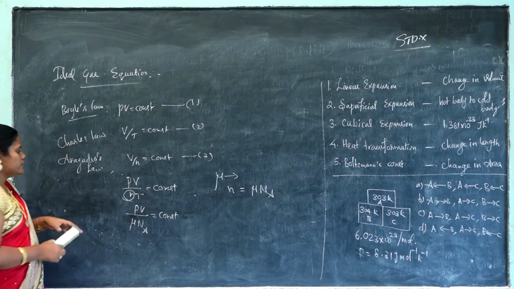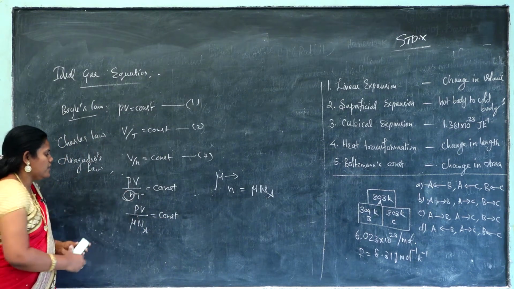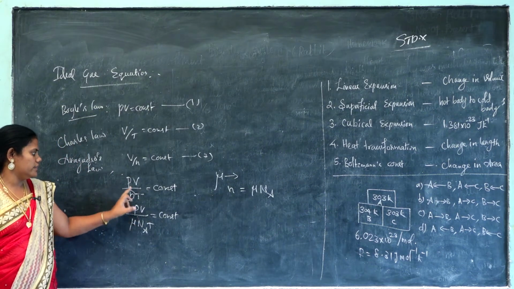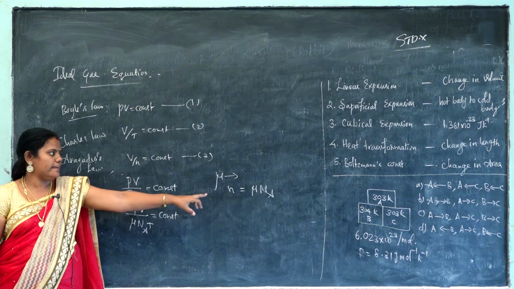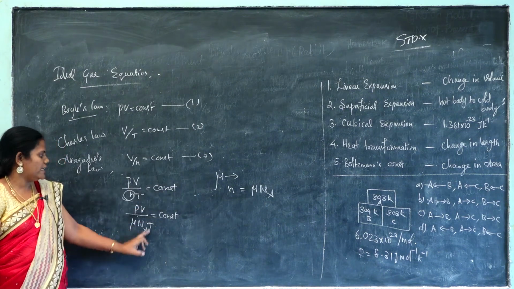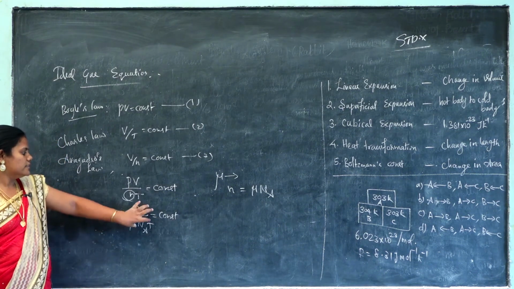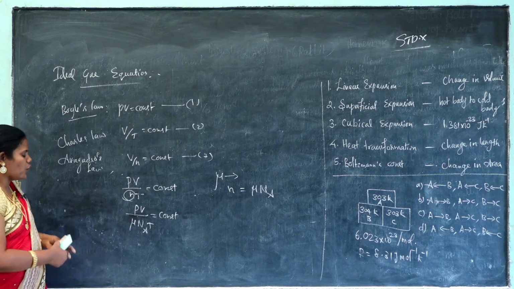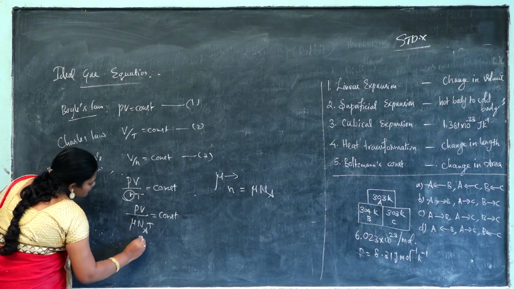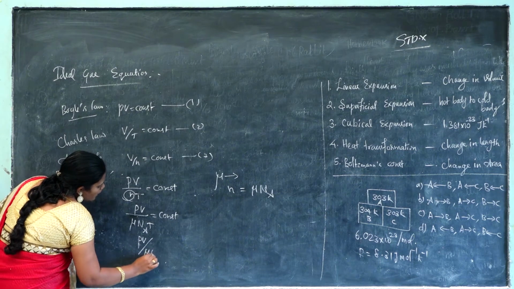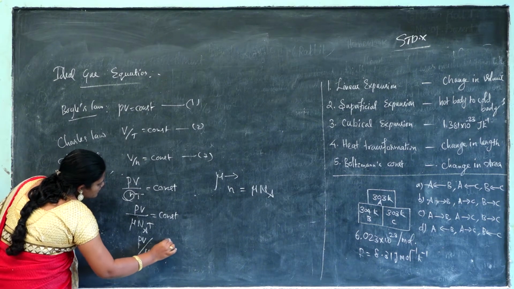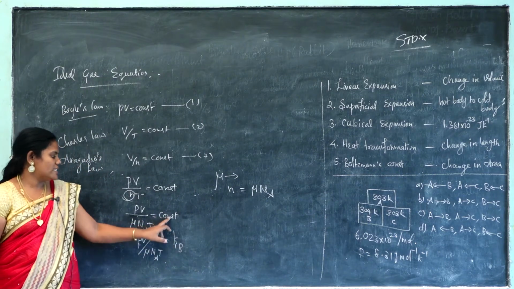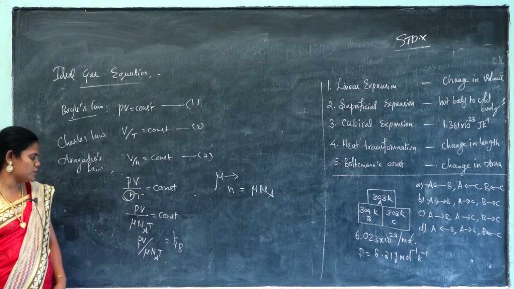Clear aa? So PV by NT, instead of N, I write it as mu into Na. So PV by mu Na T is equal to constant. That is the ideal gas equation. But the constant, how will you call the constant? That is PV by mu Na T is equal to Kb. Constant ku pehla Kb nu podrom. So Kb is the Boltzmann constant.